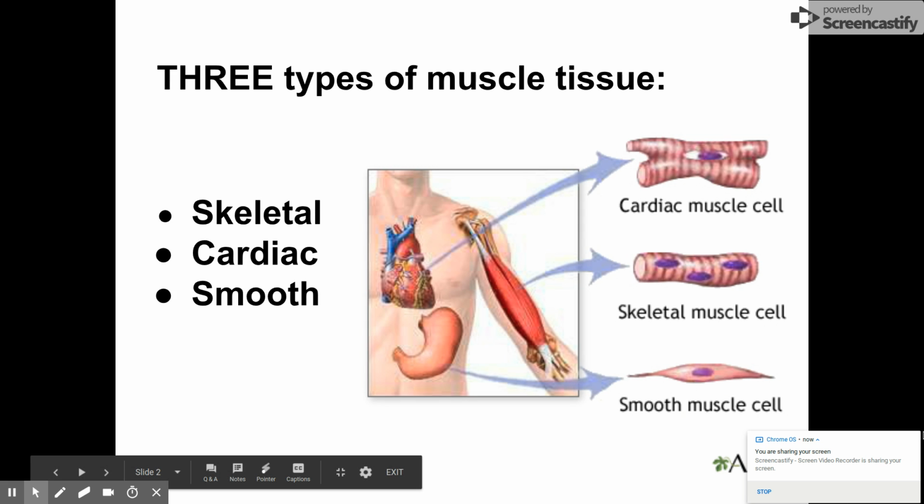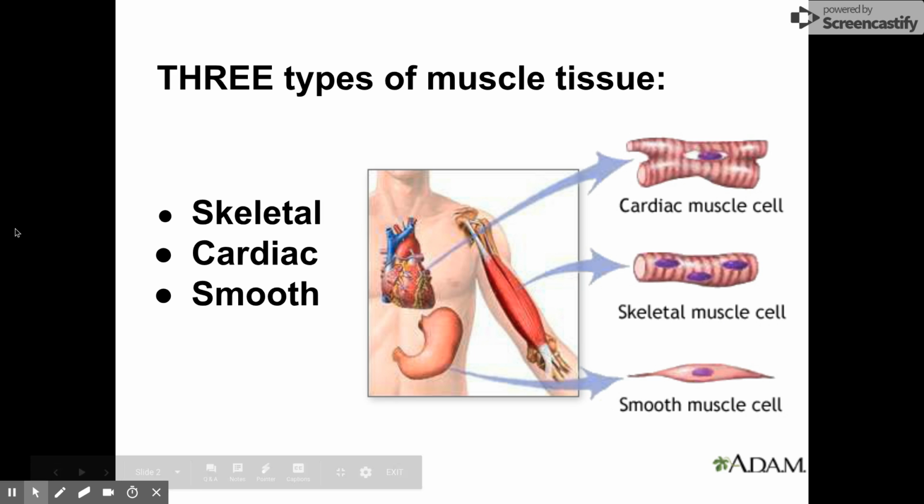So there are three types of muscle tissue, right? Skeletal, cardiac, and smooth. You can see pictures on the right here. They have different shapes, which we'll talk about. They have some variation in terms of the number of their nuclei. And there are also stripes or striations on some of them and not on others. Those are all things that we're going to talk about. You can also see in the middle that they are located at different parts in the body.